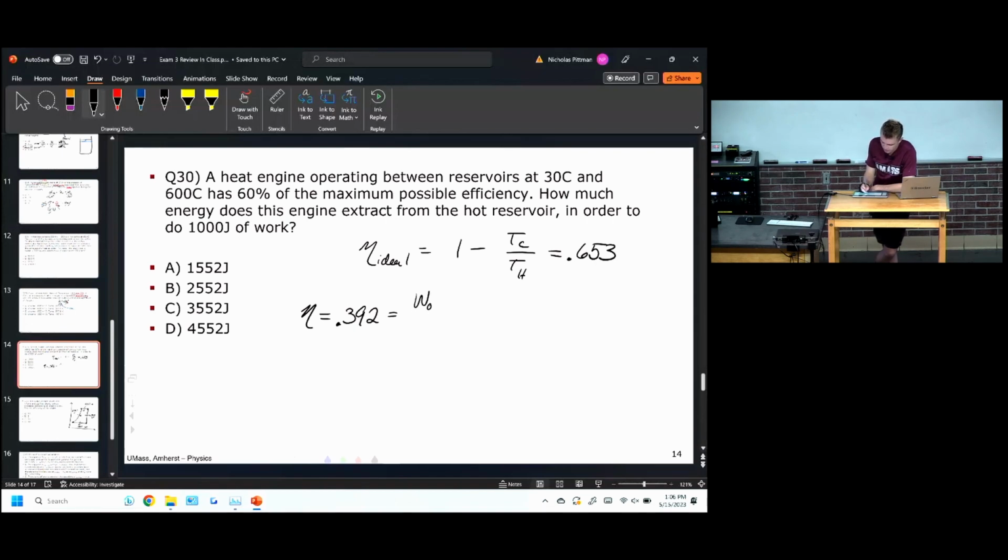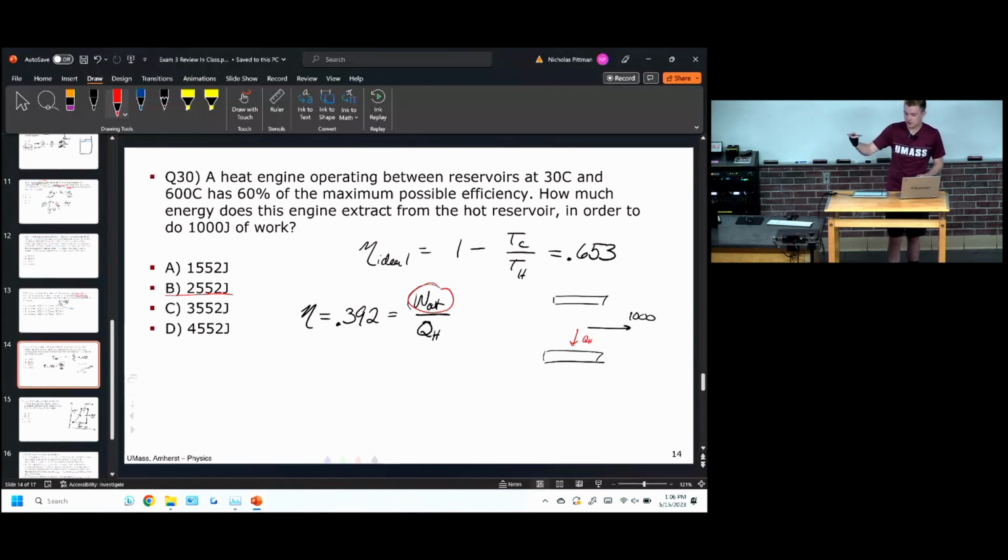And this tells you what work over Q hot is. Okay, so then you just draw your diagram. It tells you, or actually you don't even need to, work out. Actually, no, I would be a sucker if I don't do that. Work out is 1,000. Q hot, we don't know, but we know work out in this equation, so we can take 1,000, divide it by 0.392 to get Q hot. And then if we needed it to, we could get Q cold, but the problem actually was nice and didn't ask about that. But we could get it in principle. Okay, so this gives us the answer for Q hot, from taking 1,000 divided by 0.392.